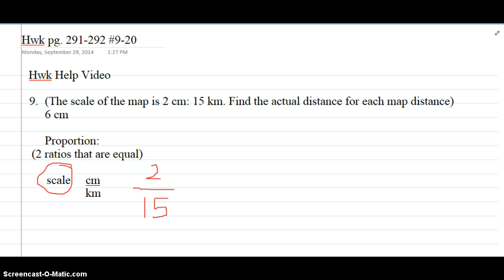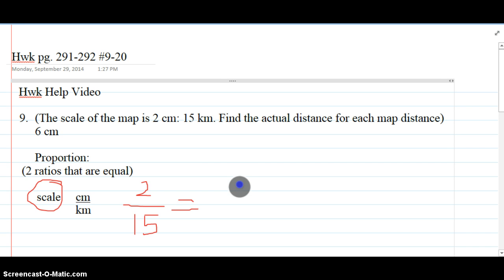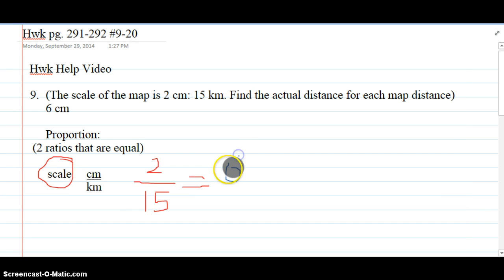So for number 9, and 10, 11, and 12, you're going to use that one ratio for all of your proportions. And the second ratio also has centimeters and kilometers on the opposite side of the equal sign. They do give me centimeters is 6. But I don't know what the kilometers is, because that's the actual distance that I'm looking for, and so that's going to be my x.